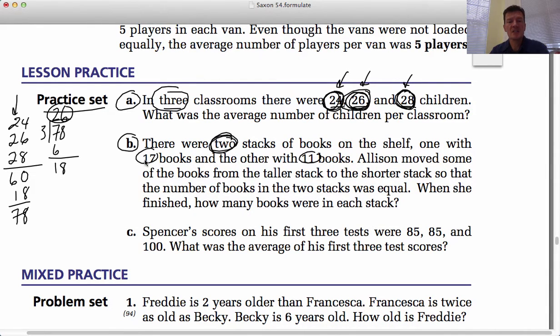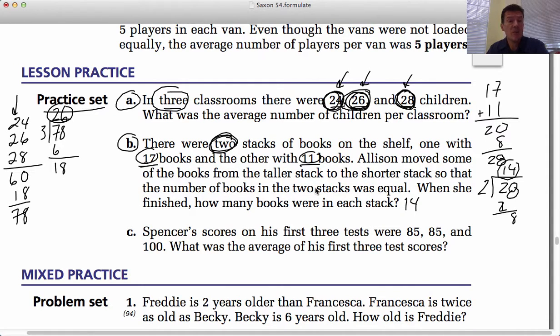So we got 2 stacks, a total of how many books? We're going to take our 17 and 11, add them together. So it's going to be 1 and 1 is 20, 7 and 1 is 8. So I get 28, and two stacks is what we want. So 2 divided into 28, and I'm going to get 1 there. Subtract, bring down the 8, I get 14. So 14 would be our average.